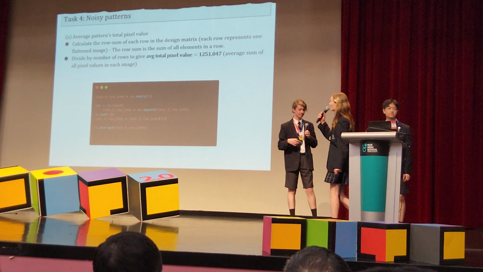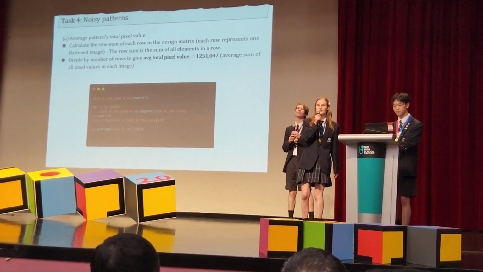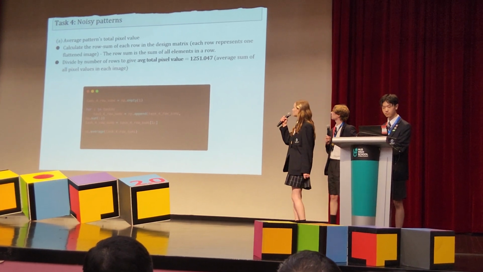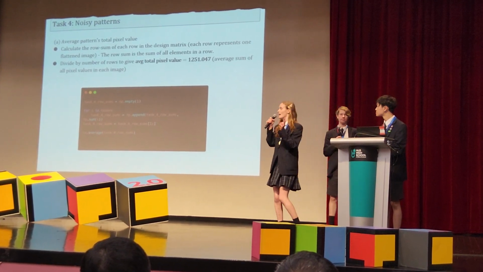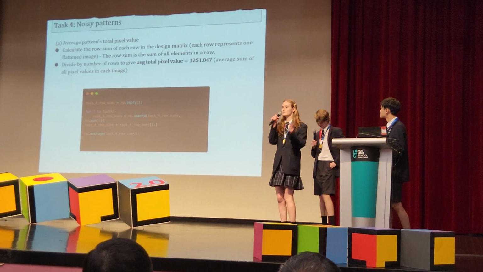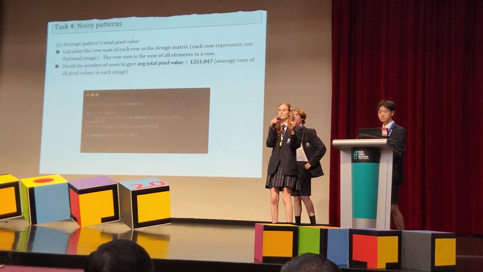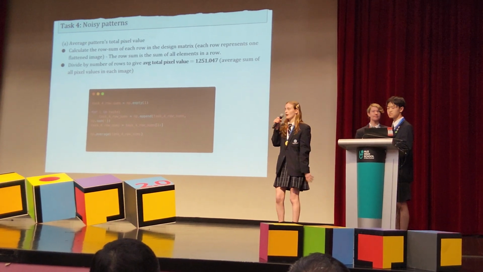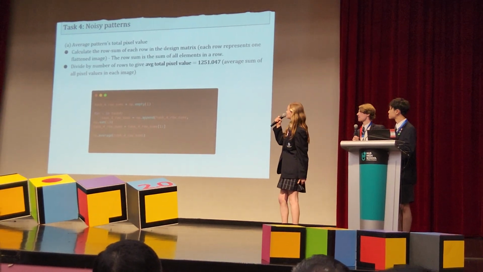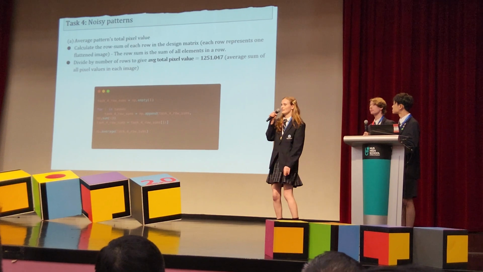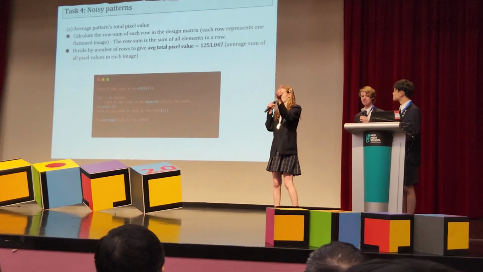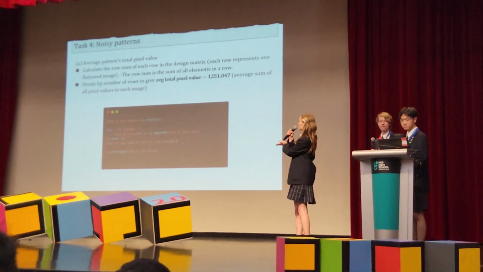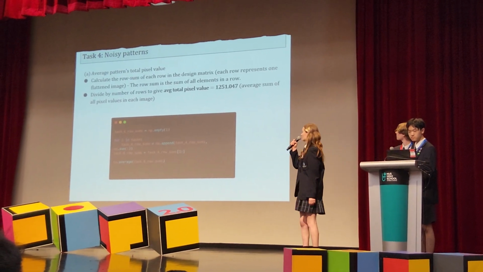Okay, so for task 4, you start getting noise in the patterns, which means they're no longer directly identical. So the first task was to calculate the average pattern's total pixel value. We were given a design matrix, and a design matrix is just where each row is a flattened image, right? And so what we did is you just calculate the sum of all the elements in each row and then divide it by the number of rows, and that gives you 1251 as your average sum of all the pixels in each image.